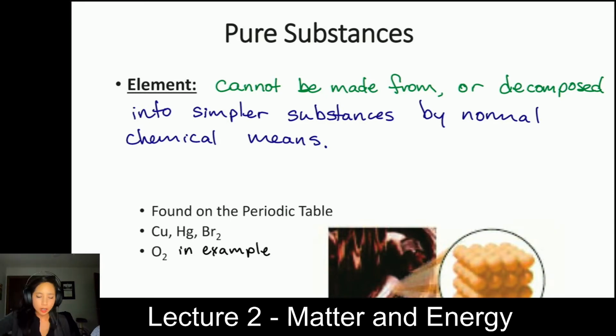The elements on the periodic table, I have a couple examples, are copper. So Cu is copper, that's here on the periodic table. We have mercury and we have bromine. So all of these are elements.